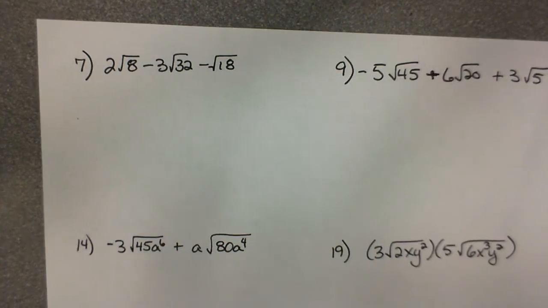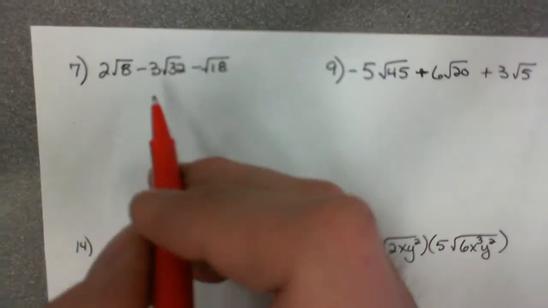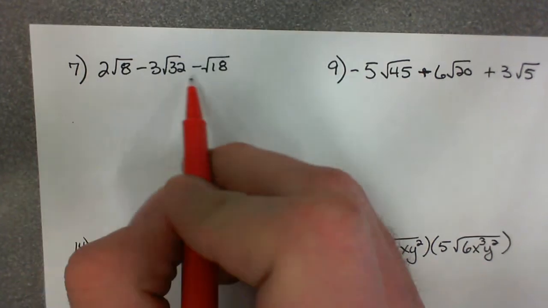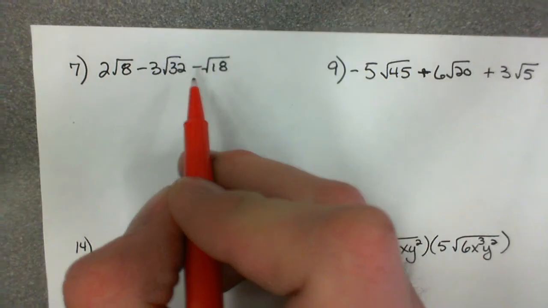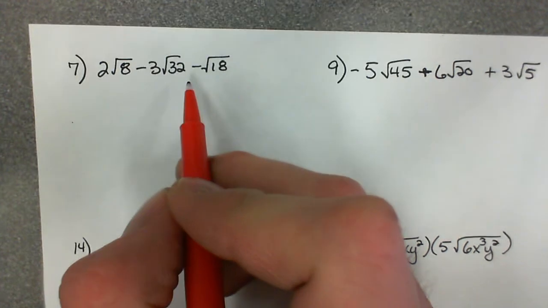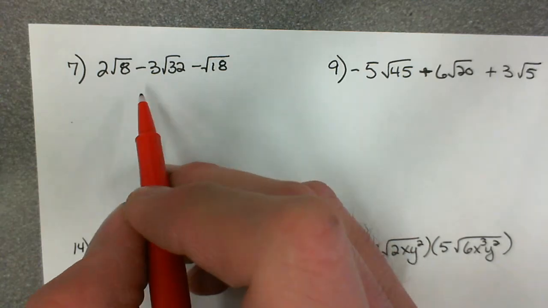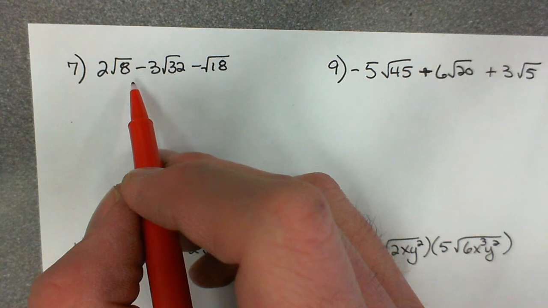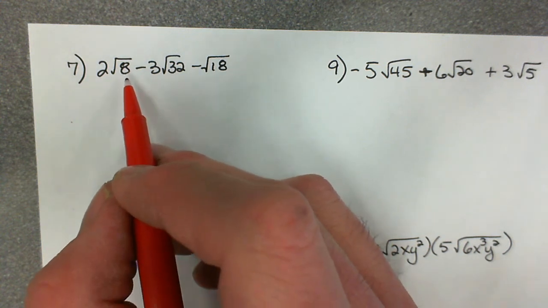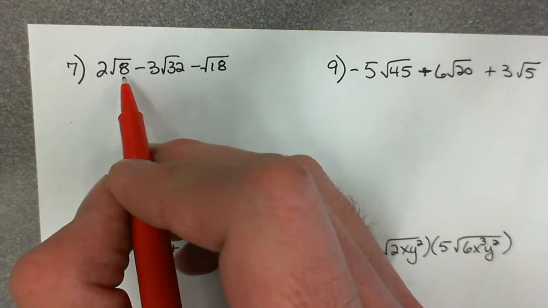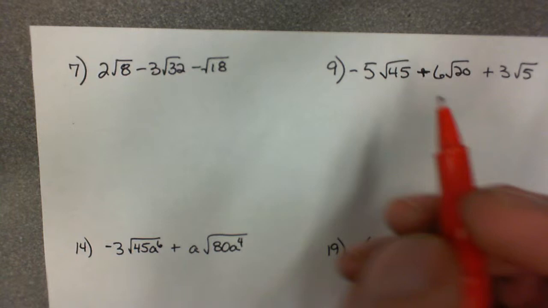Okay, in the first problem here, we are asked to subtract these square roots. So with the first square root, we have 2 square root of 8, and I would go to the smallest square root first. So reducing the square root of 8, we're looking for perfect square factors.